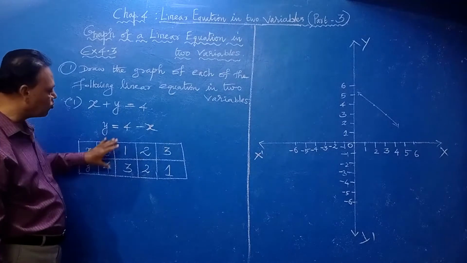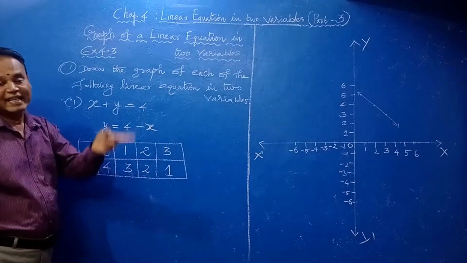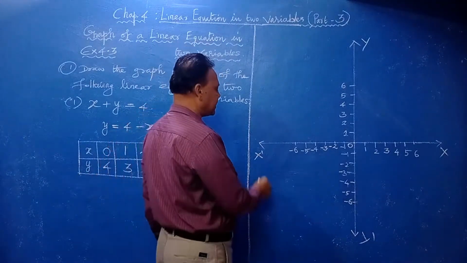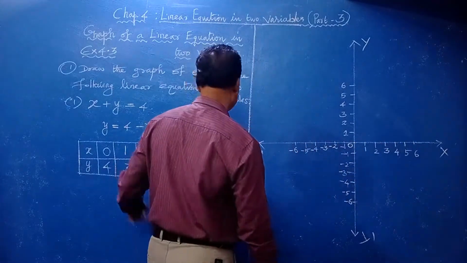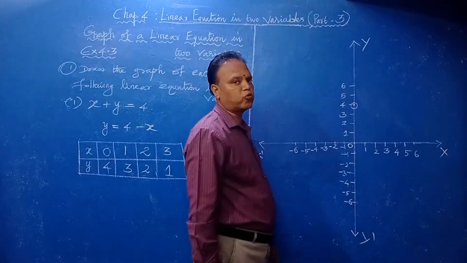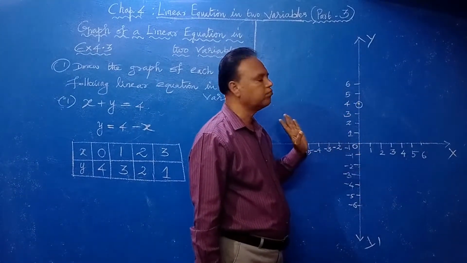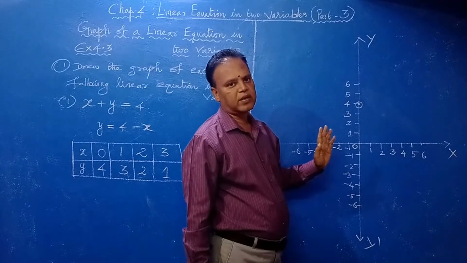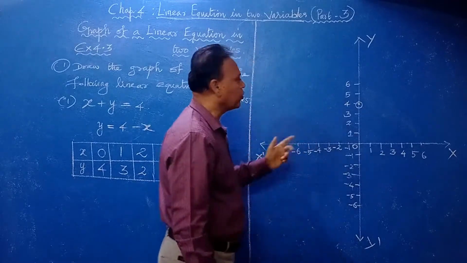Now what you have to do is plot these points. On plotting these points and joining them, you will get a straight line. That is the graph of this equation. Here, (0, 4): x is 0, so you take 0 on the x-axis, then y is 4. When x is 0, y is 4, this is the point. You should remember that any point on the y-axis has x as 0, and any point on the x-axis has y as 0. I already told you in the previous coordinate geometry chapter also. Clear? So you have to remember all this.